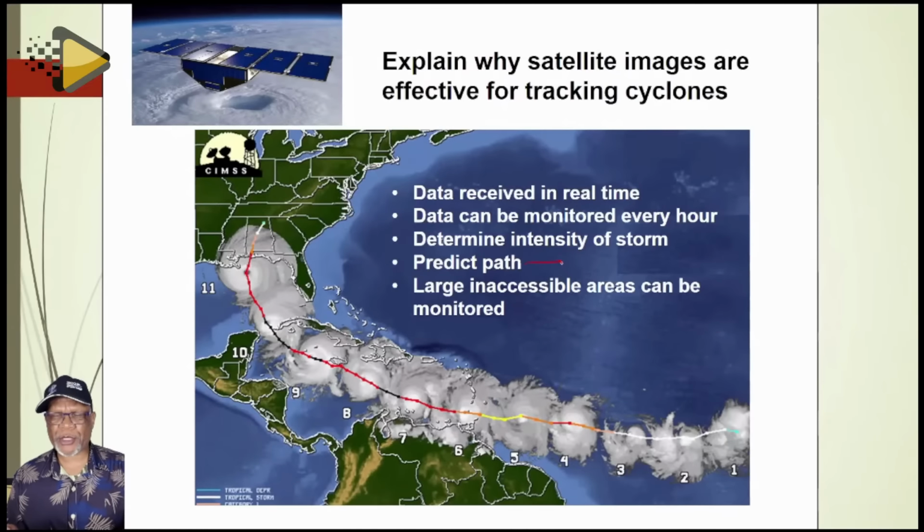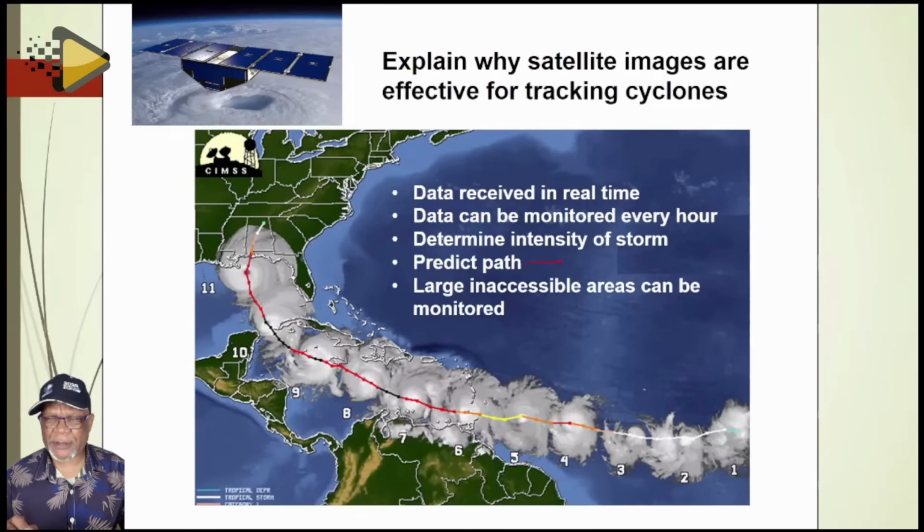And it is also important because large inaccessible areas can be monitored, because some of the areas you cannot access with vehicles or with road or rail transportation. But the satellites are higher in the atmosphere, so they can be used to monitor that because they are not on the surface; they are in space. So it's going to be easy for you to monitor whatever is happening on Earth when you are looking at it from space.